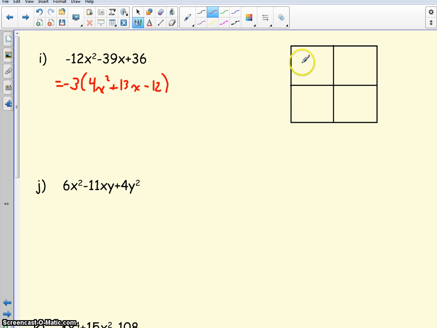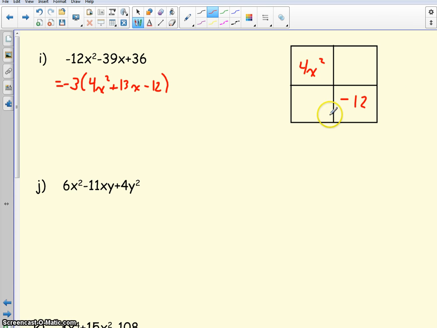Okay, so throwing those into the array, the 4x squared and the minus 12. Again, you can do the more trial and error approach where you try different combinations and multiply to 4x squared. So you can try 2x and 2x. If none of those work, you can try 4x and x. And different combinations and multiply to negative 12.